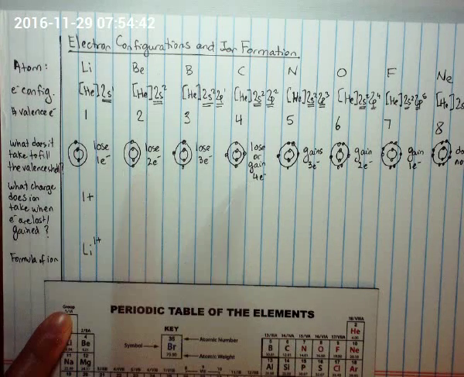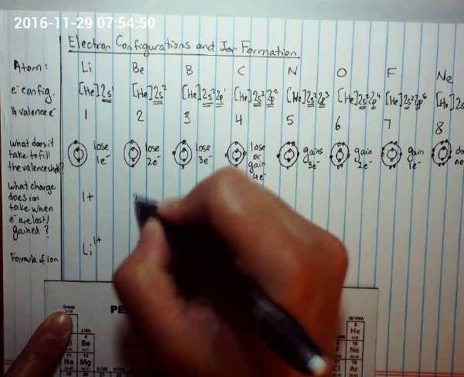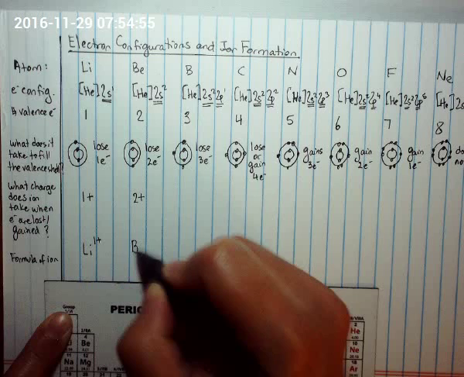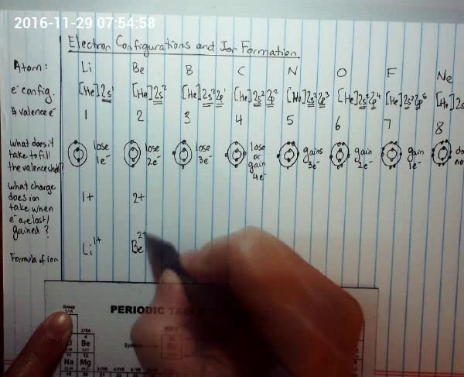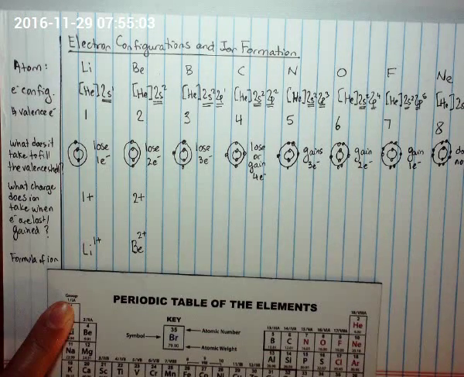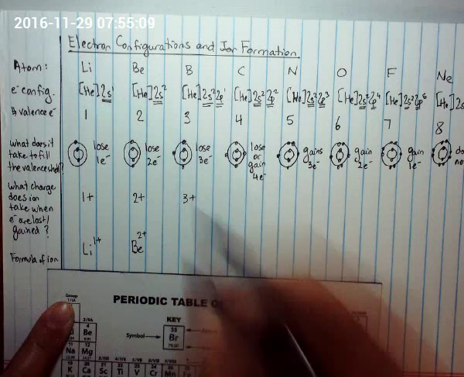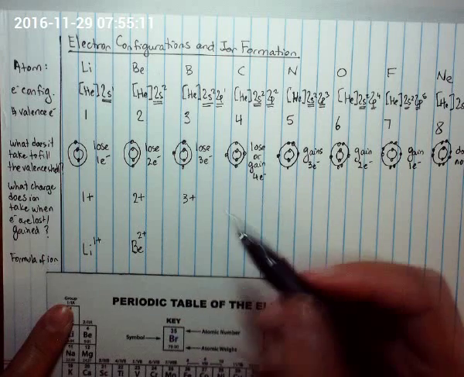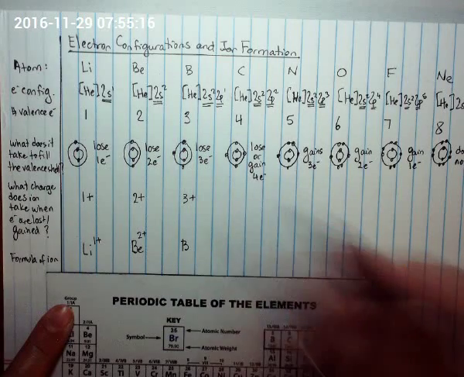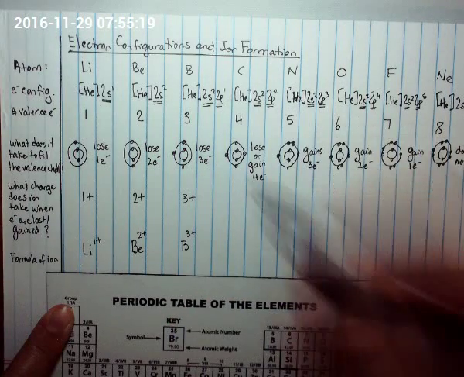Yeah? What about beryllium? When you lose 2 electrons, what is the charge that you end up taking? It's 2 plus. And then what's the symbol for that ion that you form? Be 2 plus? How about boron? When it loses its 3 electrons, what charge does it end up taking? 3 plus. What's the formula for the ion that you make? B 3 plus. How about carbon?